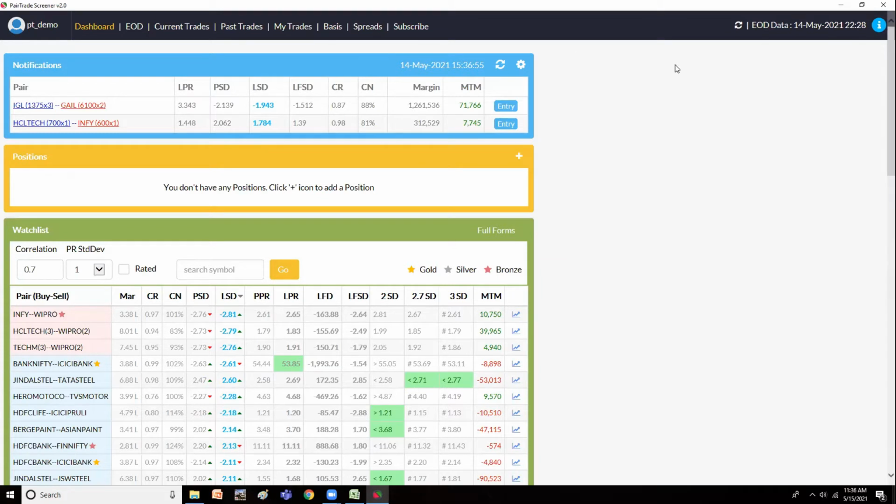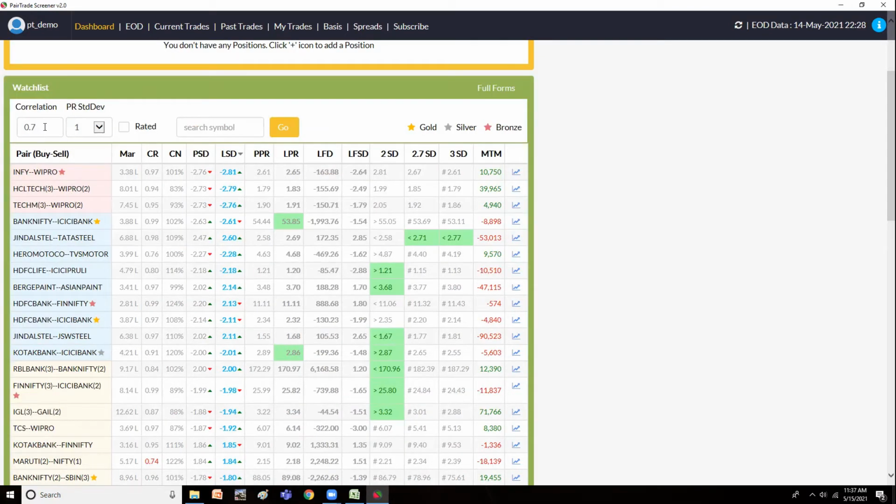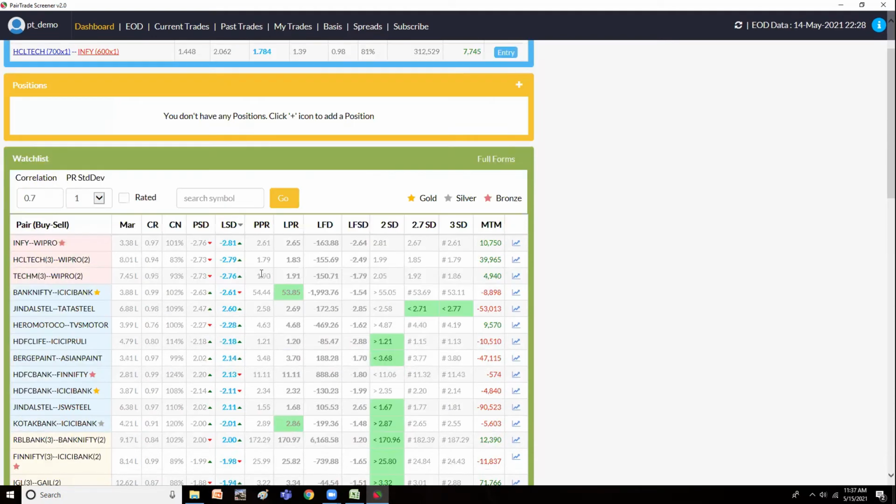See, the dashboard gives us all the same calculations but on live data. That means it is calculating the standard deviation, the price ratio, the z-score, everything on the latest data available. When we are calculating at the EOD, we are taking the EOD data. Here we are taking the live data, the last 1 minute data, and calculating. The watch list will display the pairs which are above 0.7 correlation and above 1 standard deviation. All the pair combinations satisfying that condition are displayed.